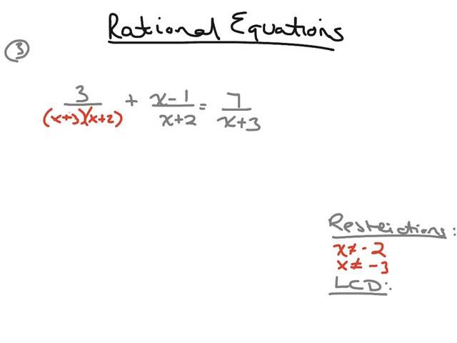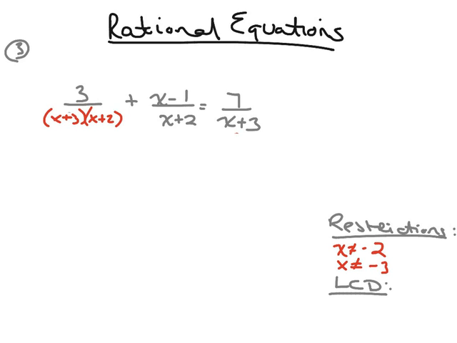Again, if I replace x with a negative 2, that would result in a 0 in this denominator. If I had x equal to a negative 3, that would result in a 0 in this denominator. So again, we don't want a negative 2 or a negative 3. These are restrictions. Now what we're going to do is find that least common denominator.